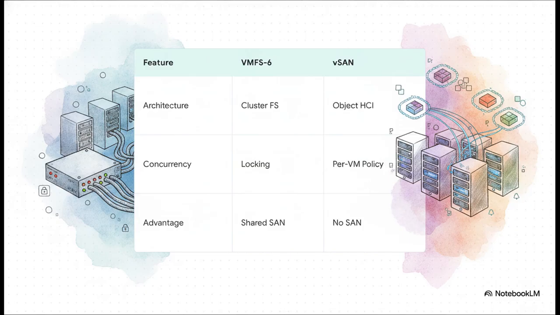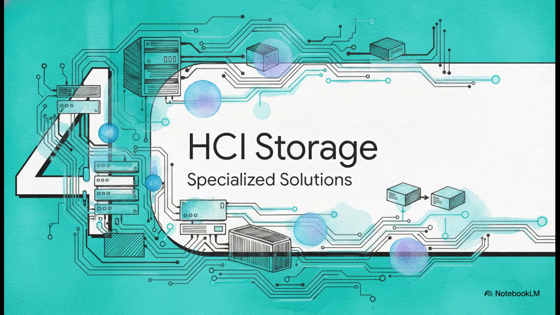Over in the VMware ecosystem, the big problem used to be how to let multiple hosts safely access the same storage simultaneously for features like vMotion. VMFS actually solved this decades ago using on-disk distributed locking over a shared SAN. But over time, those SANs became bottlenecks. So VMware evolved vSAN to eliminate the external SAN entirely. vSAN pools local host drives into an object-based hyperconverged model, using per-VM storage policies instead of your traditional RAID groups. That brings us to Section 4, HCI and specialized storage.